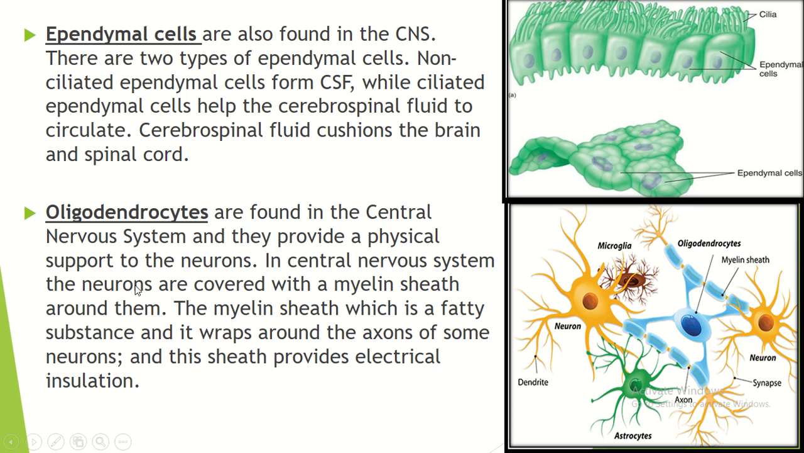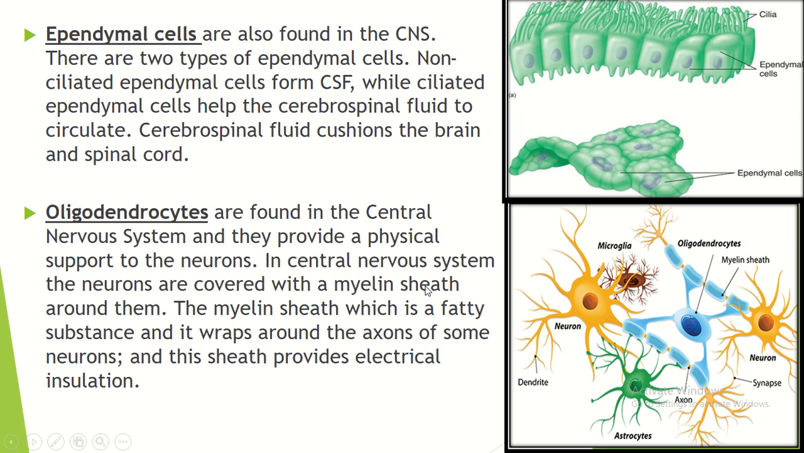In the central nervous system, neurons are covered with a myelin sheath. The myelin sheath is a fatty substance that wraps around the axon of some neurons. You can see this is the axon, the yellow one which continues, and the blue one is the myelin sheath covering the axon.